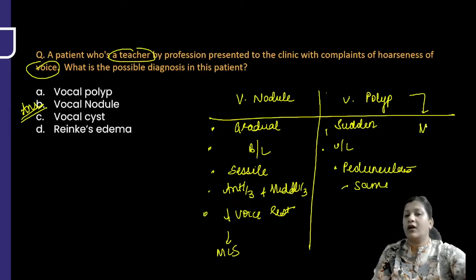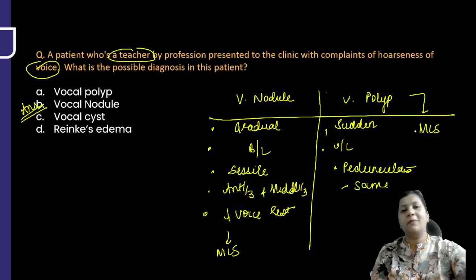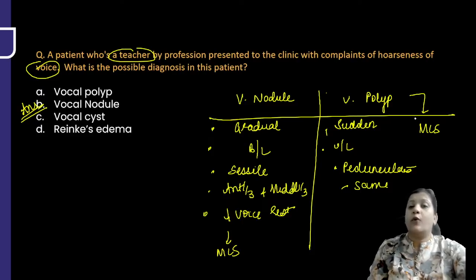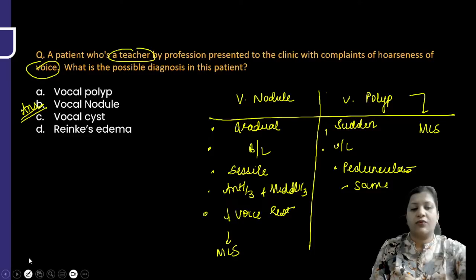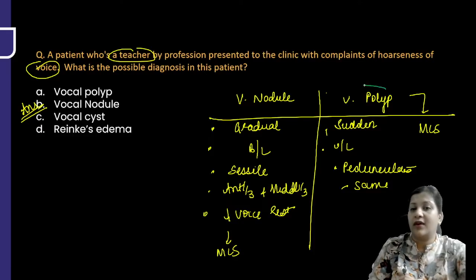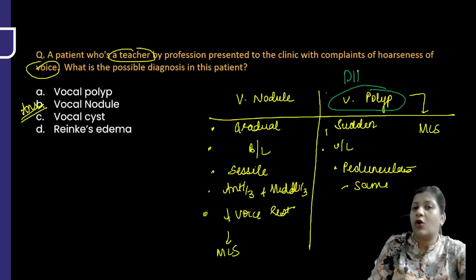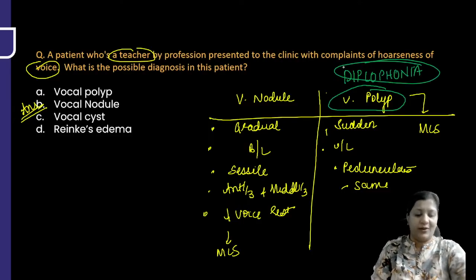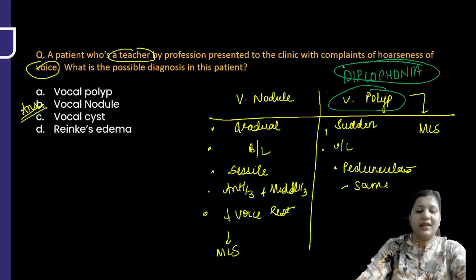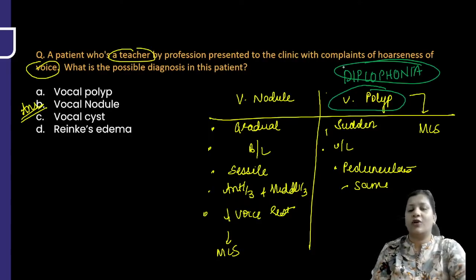But for a vocal polyp, you will have to do a microlaryngeal surgery. Both of them will have hoarseness of voice, but typically there is a voice that you see in vocal polyp which is called diplophonia or double voice. So diplophonia is a feature of vocal polyp. Okay, so I think all of you understood the important features of vocal polyp and vocal nodule.